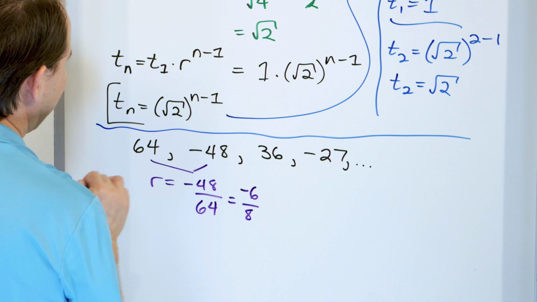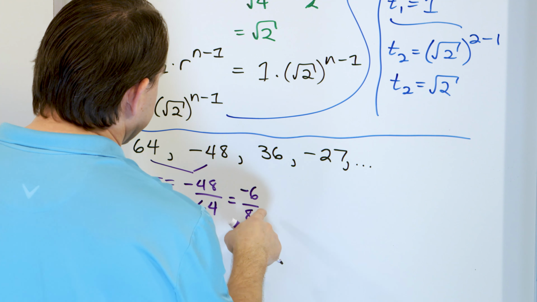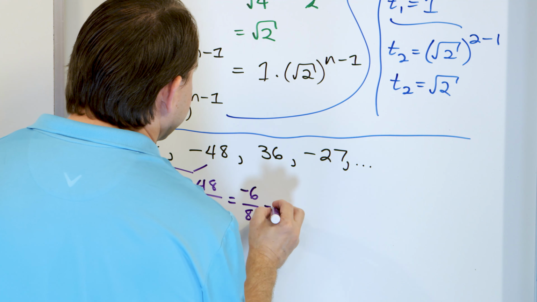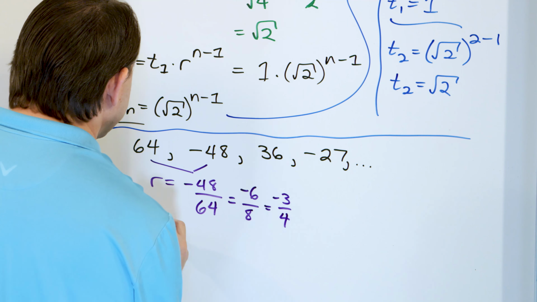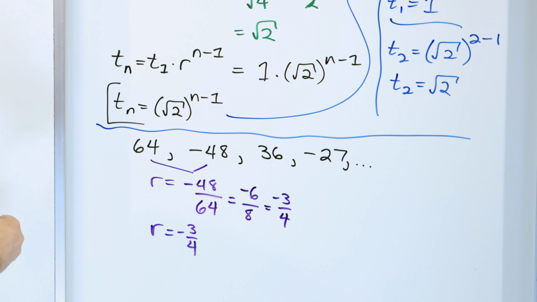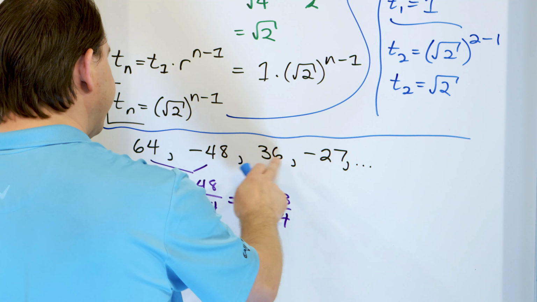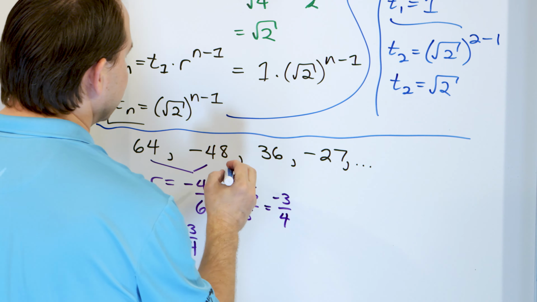I just knew I could divide by 8 and by 8. Then I look at this and say I can divide this by 2. So I can say divide by 2, I'll get negative 3, and divide by 2, I'll get 4. So the ratio is negative 3/4. That's as fully simplified as I can get. Now, when I check the rest of these, I had better get negative 3/4 for each of these other common ratios. Otherwise, this thing is not even a geometric sequence at all.